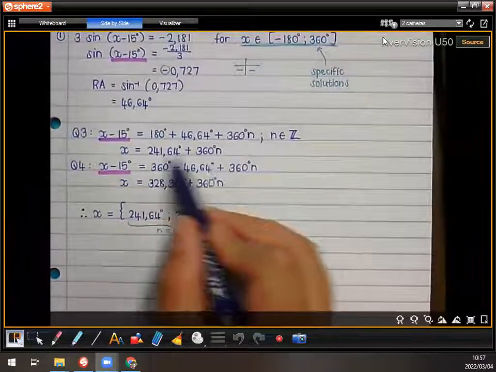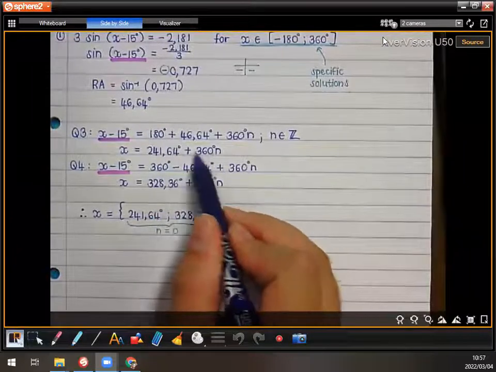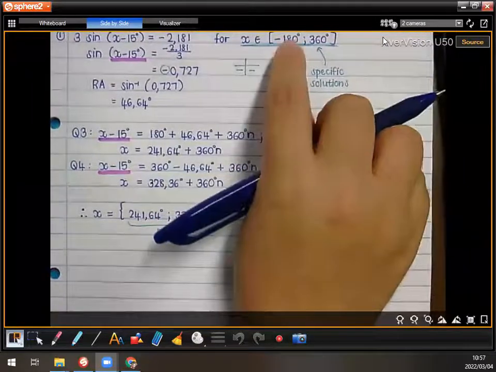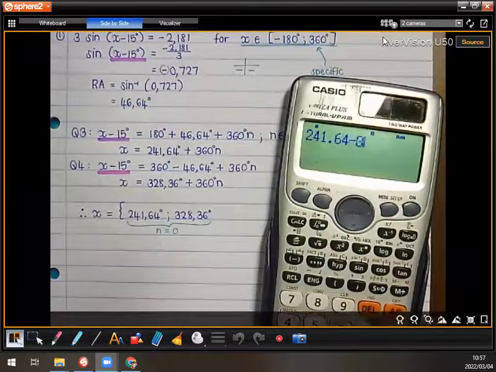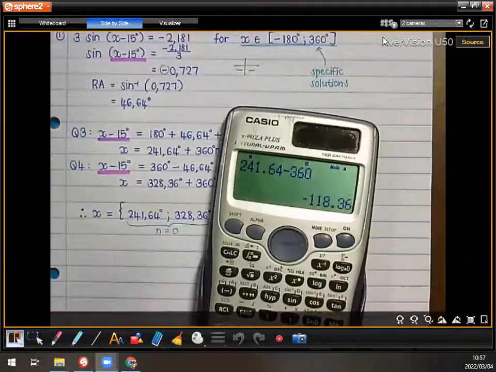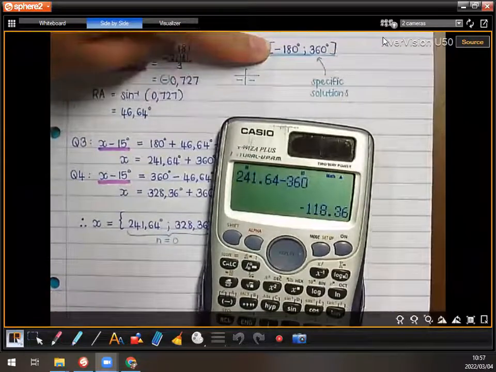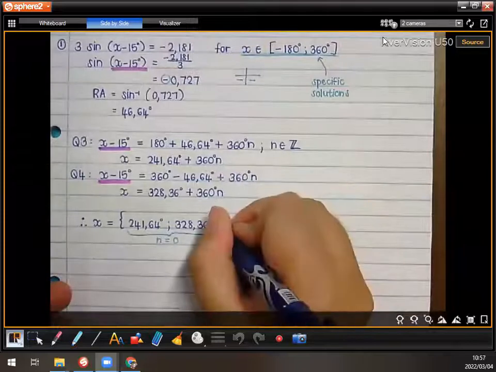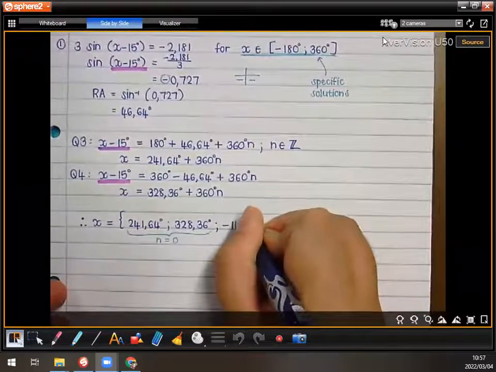All right, if I make n equal to negative 1 here, I have 241,64 minus 360. It might work, hey, I think, does it? 241,64 minus 360. I'm getting negative 118,36, which does fit into my interval. All right, so I have to list that one as well. Negative 118,36.